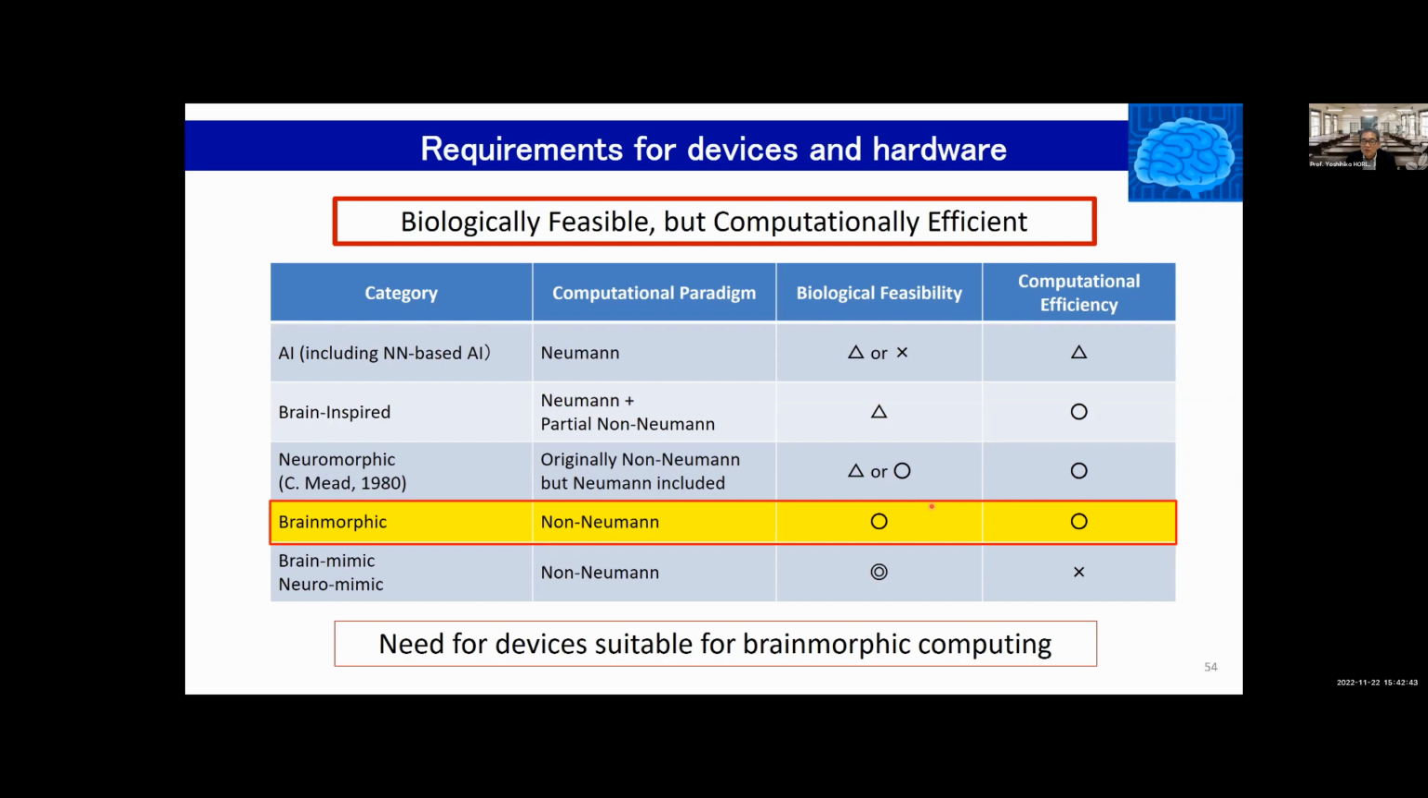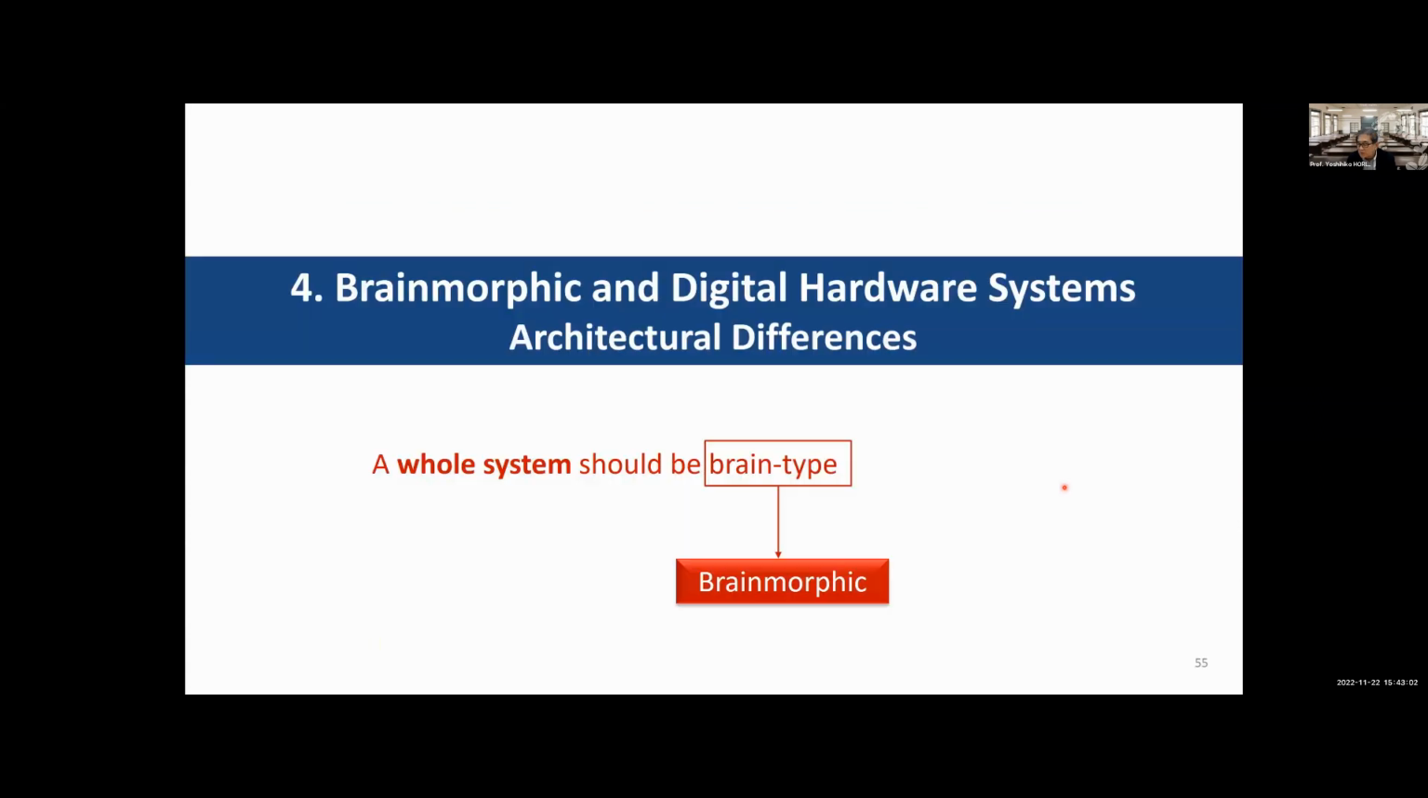To do so, we need to find a good device which we can use to balance between those two. So this will be the requirements for device and hardware. Okay, let's go into the last item, which is the architectural difference between brainmorphic and digital hardware systems.